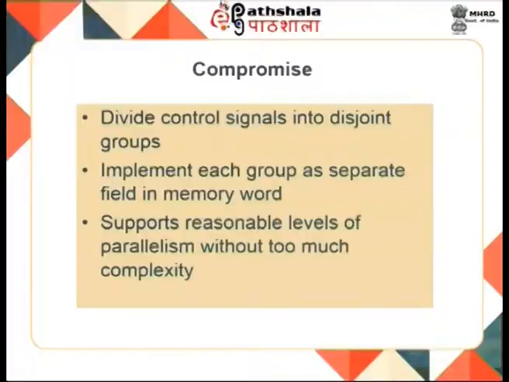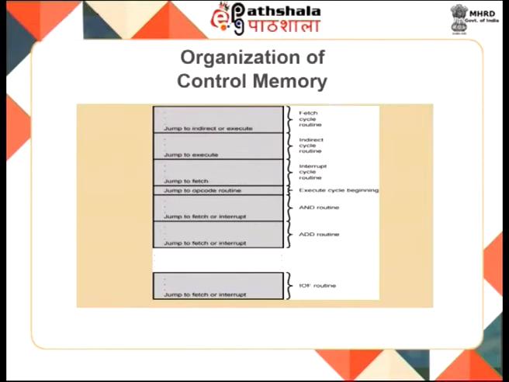Now, normally we go in for a compromise between vertical microprogramming and horizontal microprogramming, where we divide the control signals into disjoint groups and implement each group as a separate field in a memory word. This supports reasonable levels of parallelism without too much complexity, because you can't go in for a purely horizontal microprogram control or a purely vertical microprogram control. A minimal level of encoding is definitely required. So, we will have to go in for a compromise.